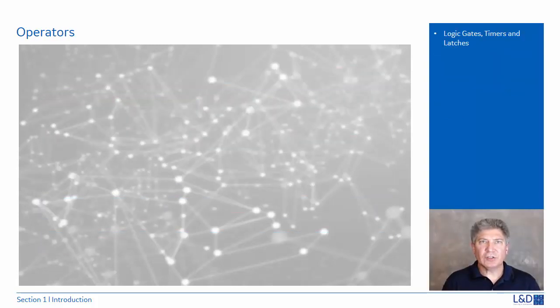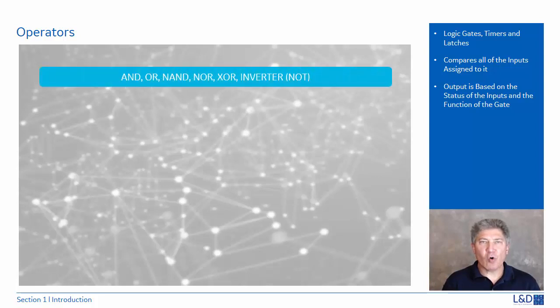Operators are the logic gates, timers, and latches. The operator compares all of the inputs that are assigned to it and sets an output that is based on the status of those inputs and function of that particular gate. Operators consist of the following items: AND, OR, NAND, NOR, exclusive OR, and inverter. The number of inputs are adjustable between 2 and 16 for the OR, AND, NOR, and NAND gates.